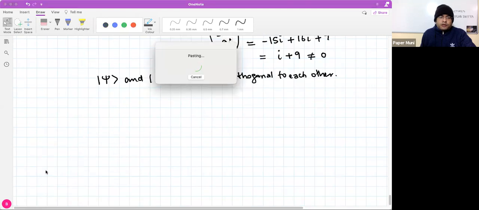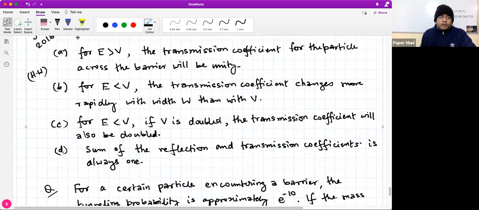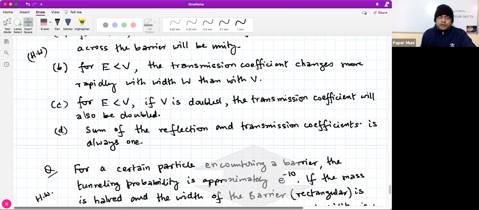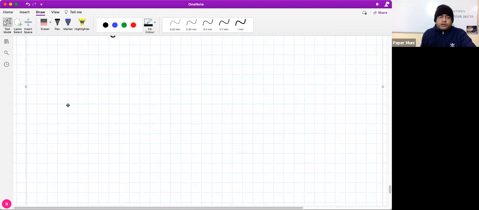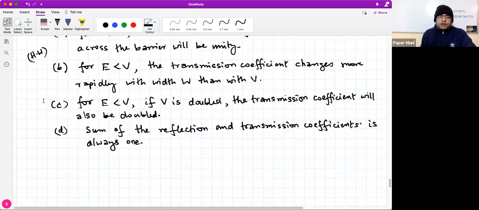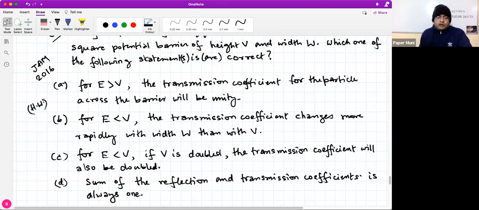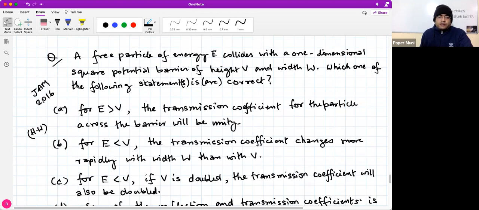We are doing a limited number of problems, but these are enough for you to understand the concepts. Of course, you have to be careful while solving a different problem, but in this case, it's given to you. So let's see the question. The question says a free particle of energy E collides with a one-dimensional square potential barrier of height V and width W. Which one of the following statements is or are correct? Tell me if you have not tried it, just try it right now.